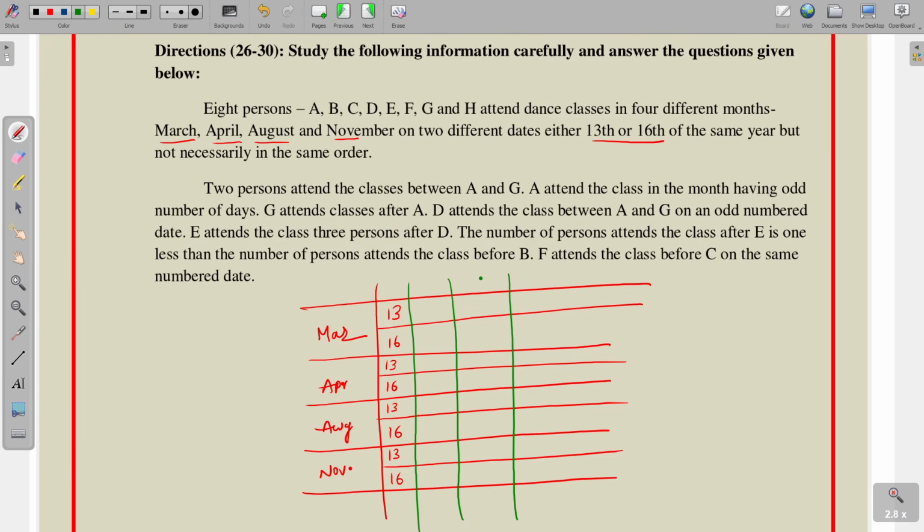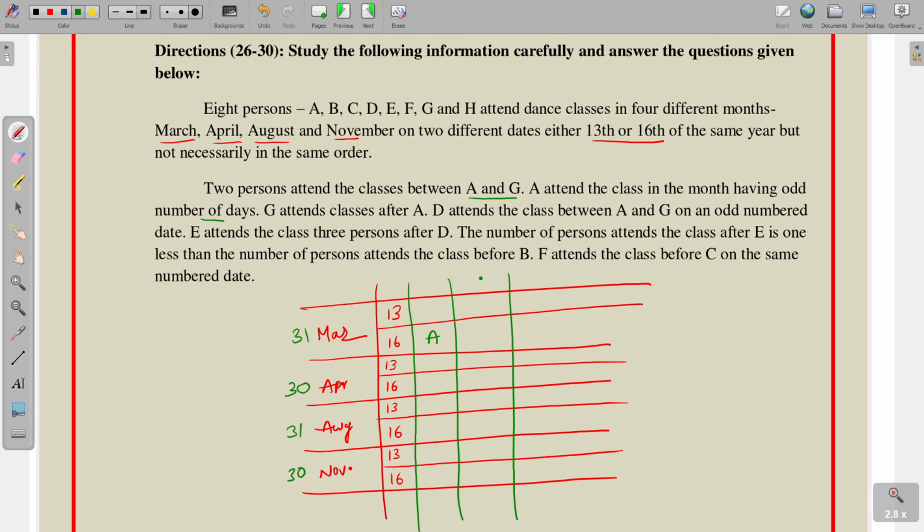See the first one. 2 persons attend the class between A and G. A attends the class in the month having an odd number of days. So March has 31, April 30, August 31 and November 30. So see, between A and G there are 2 persons. A attends the class in the month having an odd number of days. Next, G attends the class after D. So first, A attends the class in the month having an odd number of days. Maybe A is placed here.